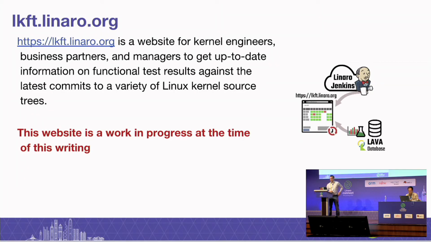And finally, we also have lkft.linaro.org. This is for kernel engineers, business partners, and managers. This website is a work in progress. I'm not going to show it here because I don't want to put any pressure on Dan. The purpose of this is to give information on the current executing builds based upon the latest commits to a certain number of trees. So this should be fully operational, I suppose, within a few months. And we collect the information from Linaro Jenkins and from the LAVA database and represent it on that website.